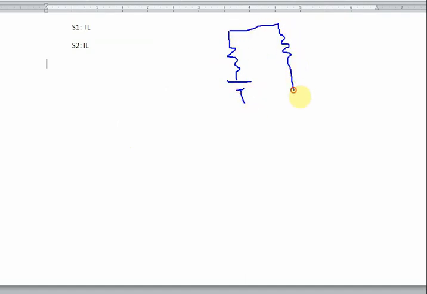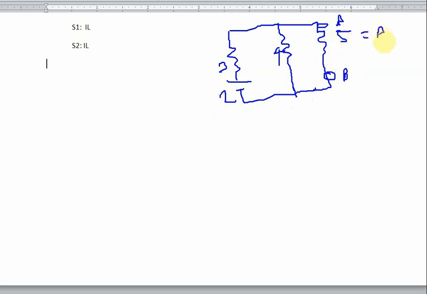This is one resistance, and here is one more resistance. Give the values: 2, 3, 4, 5. So these are the resistance values. Where is the load point? This is the load point, A, B. Find out the load resistance and the load current.